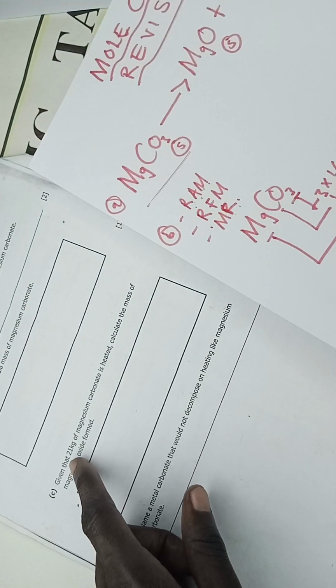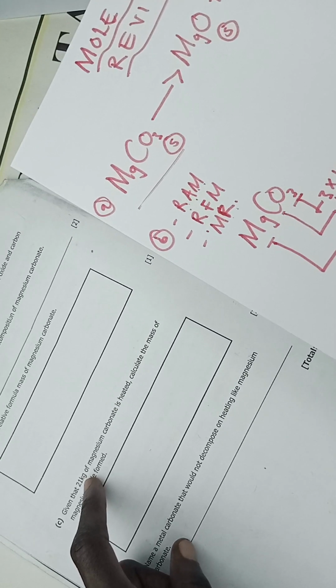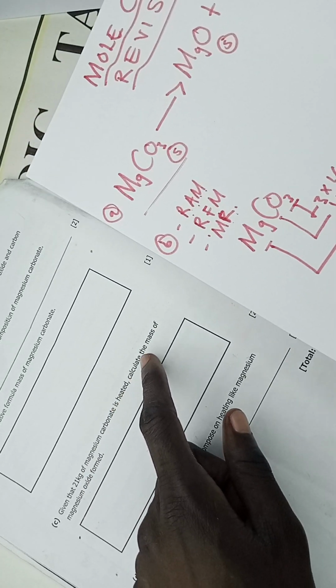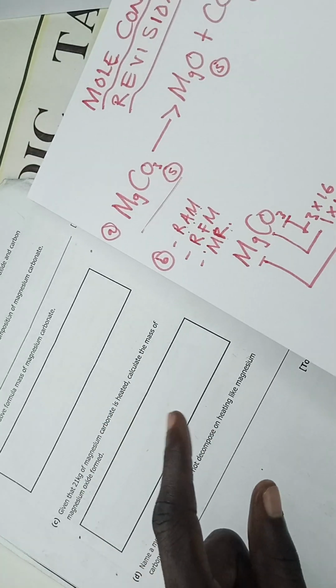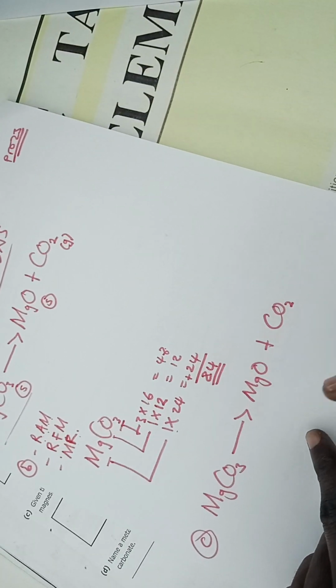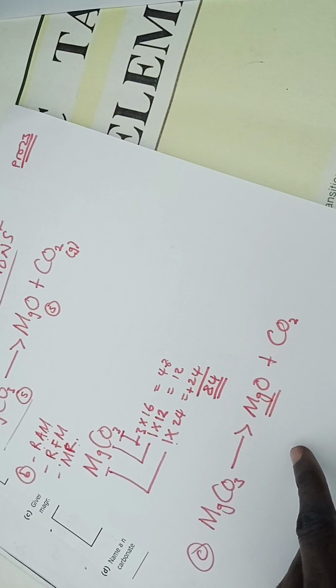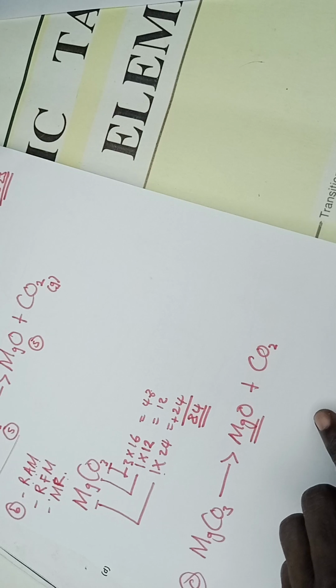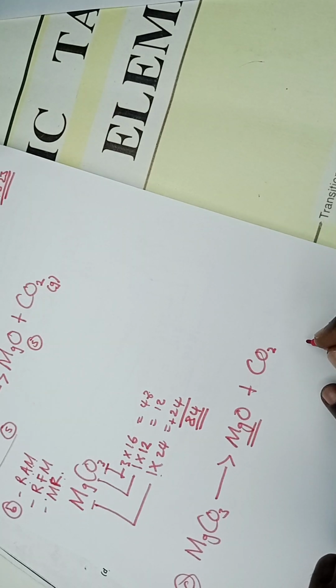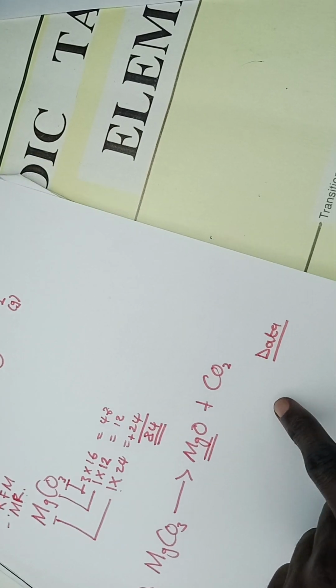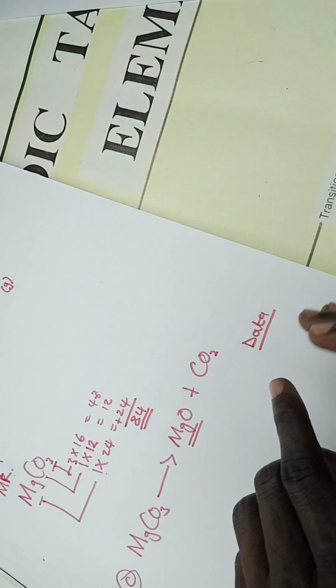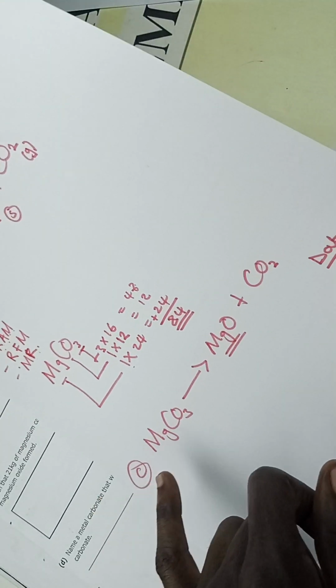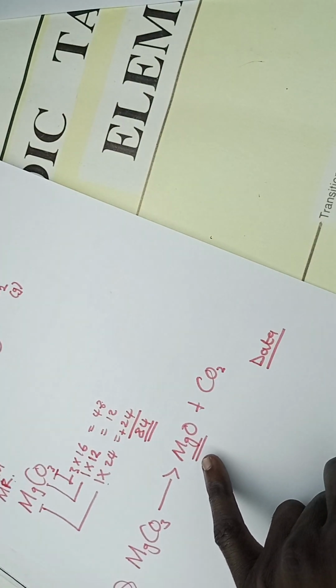Now they are saying, given that 21 kg of magnesium carbonate is heated, calculate the mass of magnesium oxide formed. All right, so we need to find the mass of magnesium oxide. Now we need to collect the data that we have about magnesium oxide. This is a more concept question to do with stoichiometry. So we are going to check for magnesium oxide.